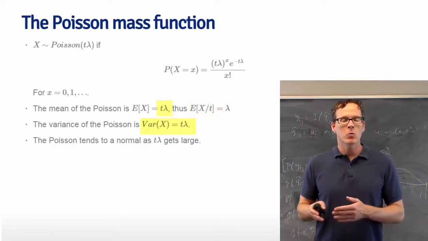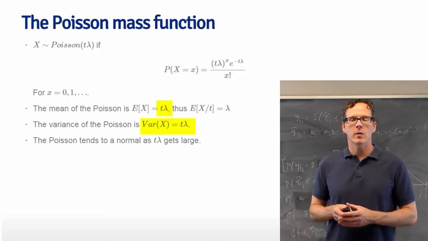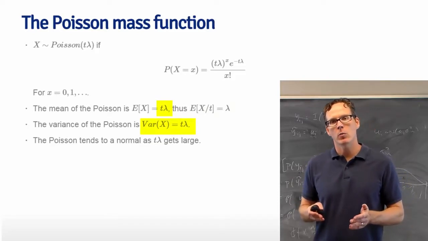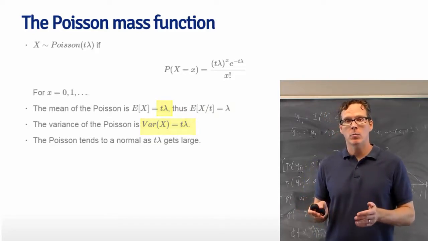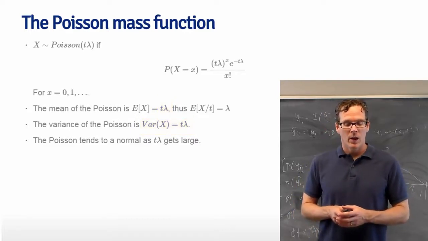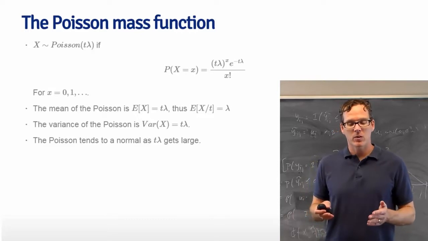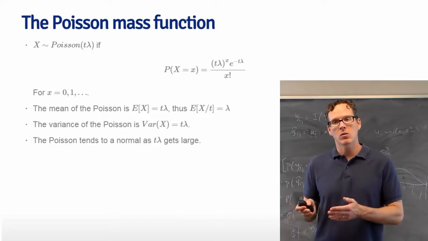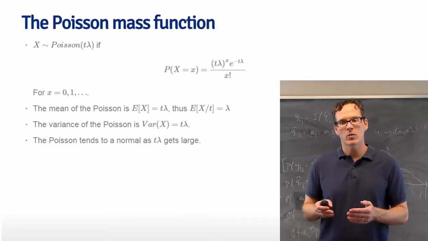The variance is equal to the mean, so the variance is t lambda. That's an assumption of our model that we can check, and we have some potential solutions if it doesn't hold. And another interesting fact is the Poisson tends to a normal as the mean gets large. So you can think of this in several ways.